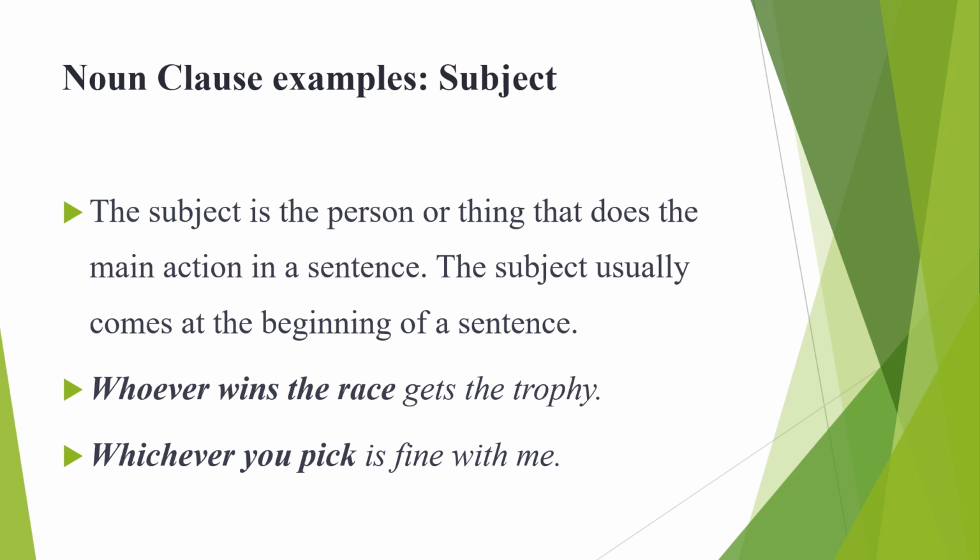So we know that a dependent clause is a noun clause and it is depending upon the next clause, gets the trophy, because until or unless we read the next clause, we will not understand the actual meaning of this clause. Whoever wins the race, the question will come to our mind: whoever wins the race, then what will happen? Gets the trophy is the other clause.